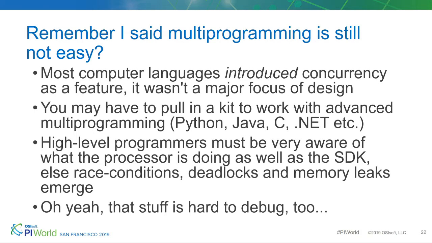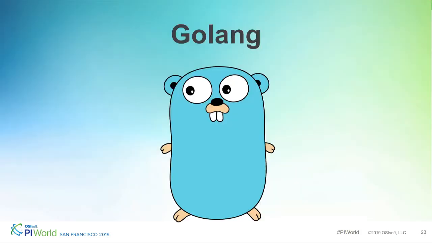So you have to get very technically detail oriented to understand exactly what's going on under the hood, because if you don't, you will produce code with race conditions where threads can't agree on which one should run, deadlocks where threads can't agree on sharing a resource, memory leaks, and did I mention this stuff is also a nightmare to debug? Let's talk about Golang.